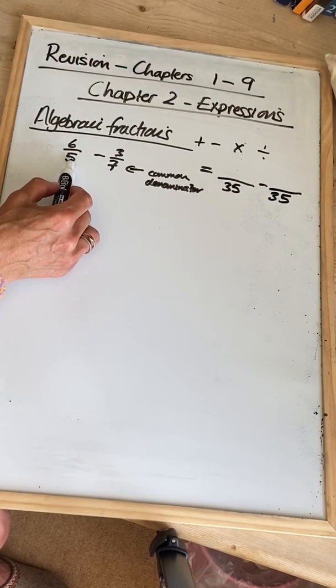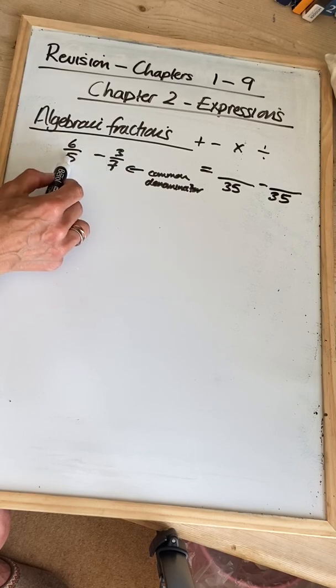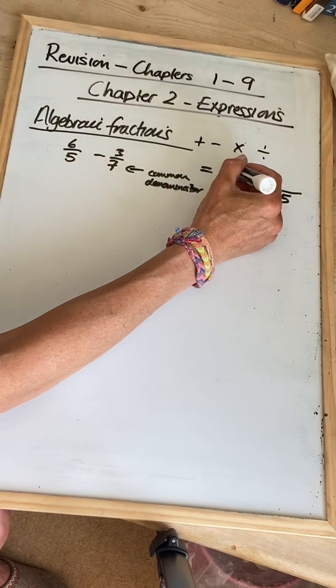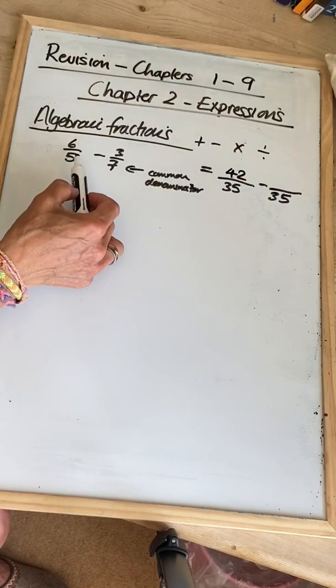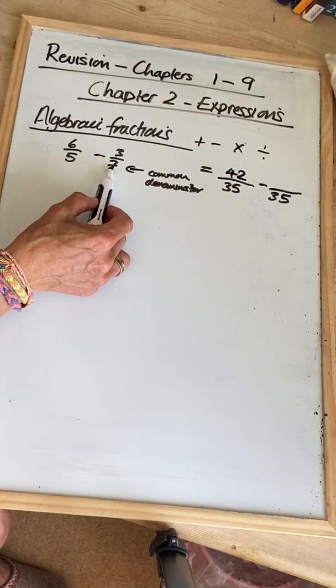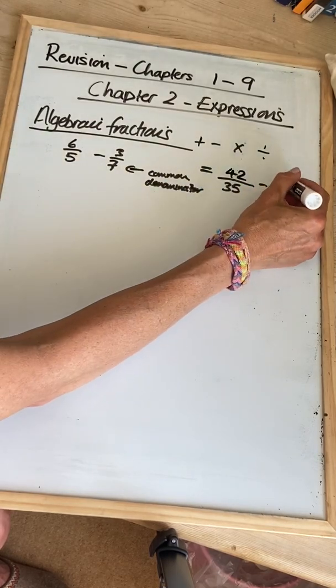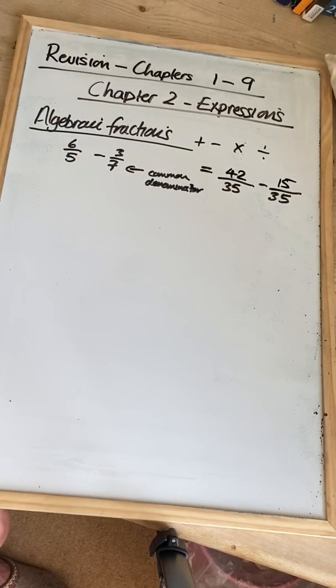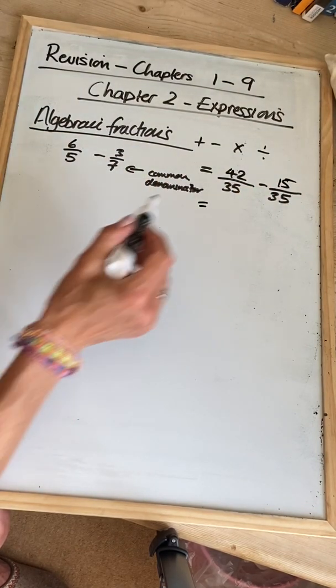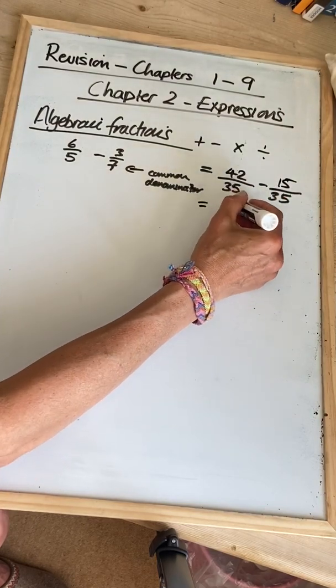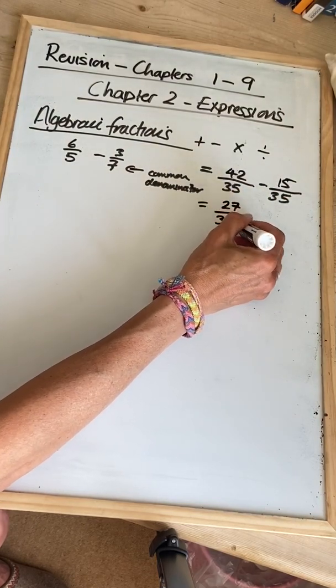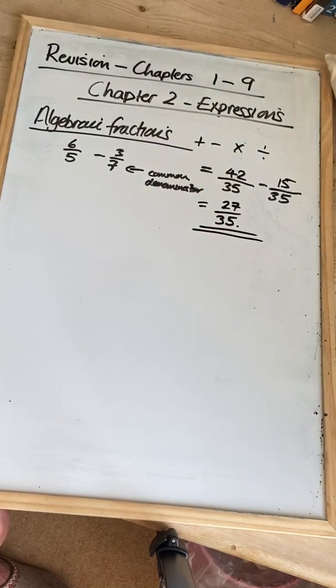Yeah? Multiply those two together. So if we've multiplied the bottom of this 6 over 5 by 7, we've got to multiply the top by 7. 6 7s are 42. And similarly, if we've multiplied the bottom of this fraction by 5, we've got to multiply the top by 5. We're going to have 15 over 35. We're now left with two fractions, both over 35. We can just subtract: 42 minus 15 is 27 over 35. I don't think that simplifies any further. So that's our rule for adding or subtracting normal fractions.